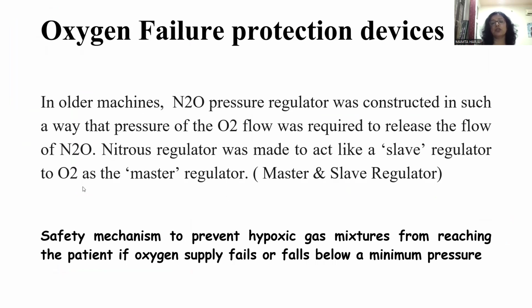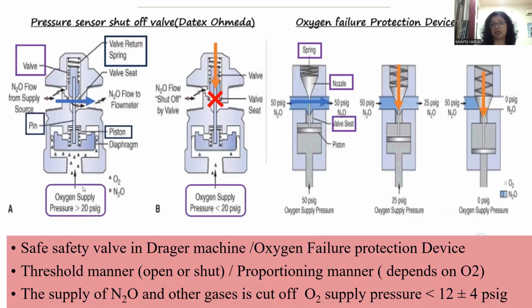So another proportioning kind of safety mechanism has now been incorporated, like the pressure sensor shutoff valve, which is in the Datex, and another is the oxygen failure protection device. Now come to this picture on the left side. This pressure sensor shutoff valve is basically working in a threshold manner. Either this valve is open or shut.